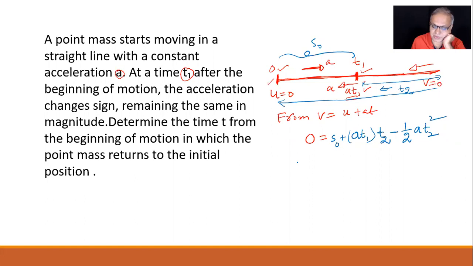And how much is S0, children? Hari Vignesh, how much is S0? Half T1 square by E1 square. Isn't it so? U is 0. So plus A T1 T2 minus half A T2 square is the equation.